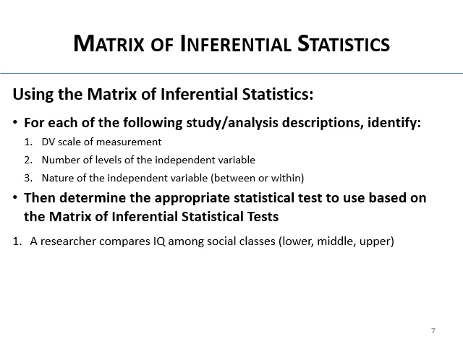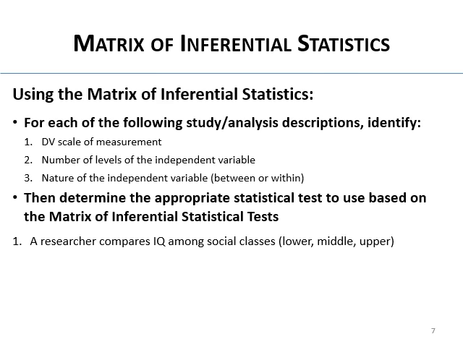Then, using the matrix and those 3 things, tell me what's the correct test. So number 1, a researcher compares IQ among social classes: lower, middle, upper. So IQ, how's that measured? Well, that's one of those psych measures, so that's going to be at least interval, right? We agree that all the psych measures we use in here are interval. So what's our independent variable? Well, it's your social class, right? And there's 3 levels: lower, middle, upper. So a 3-level IV.